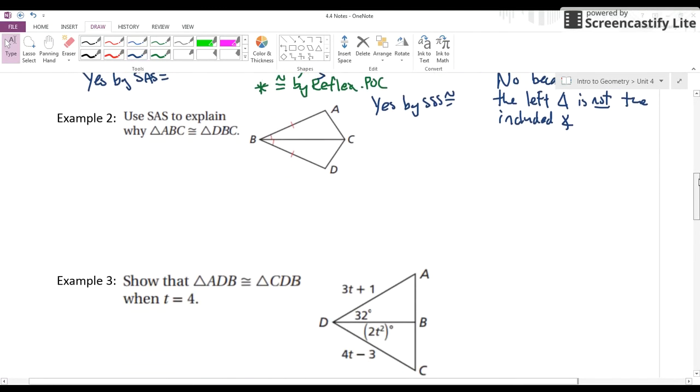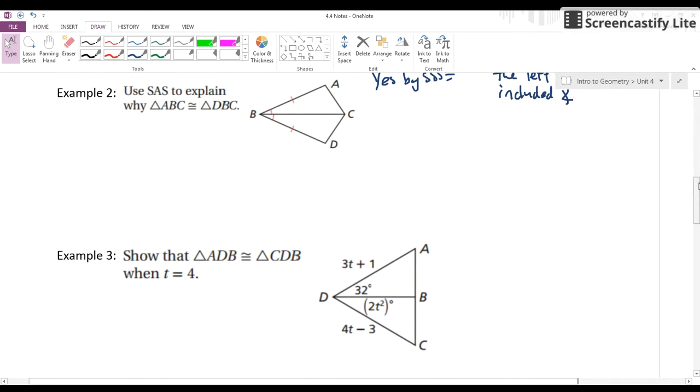Okay, example 2. Let's use SAS to explain why these triangles are congruent. So this is kind of like what we just did before. So I'm telling you SAS will work here. I want you to tell me why. So once again, think about what would make SAS work here. So I've got a pair of congruent sides and a pair of congruent angles. So the last side should be the side that creates the included angle, right?